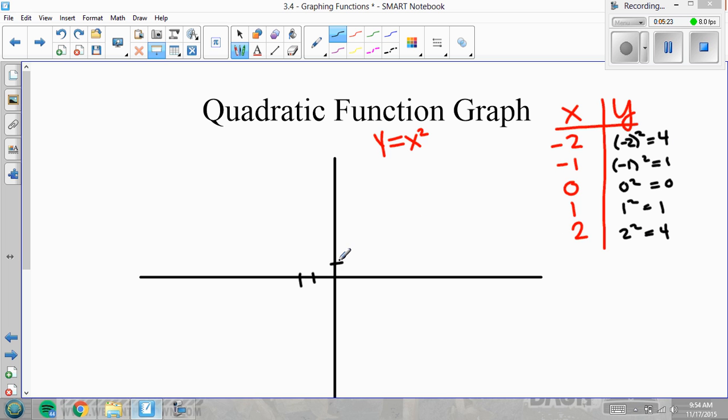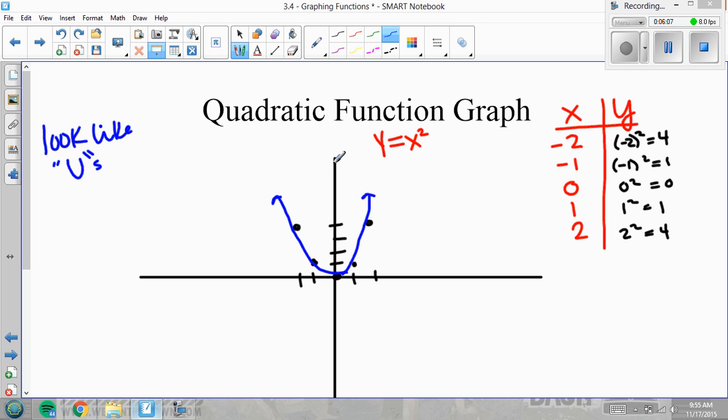So I can plot these points. So I'm at negative 2, 4, negative 1, 1, 0, 0, 1, 1, and 2, 4. Now, with quadratic functions, it is very important when we're graphing that we make sure we make a nice U. Okay, we don't want a V, we don't want straight lines, we want a nice curved U. A quadratic function, your graph is called a parabola. So these look like U's.